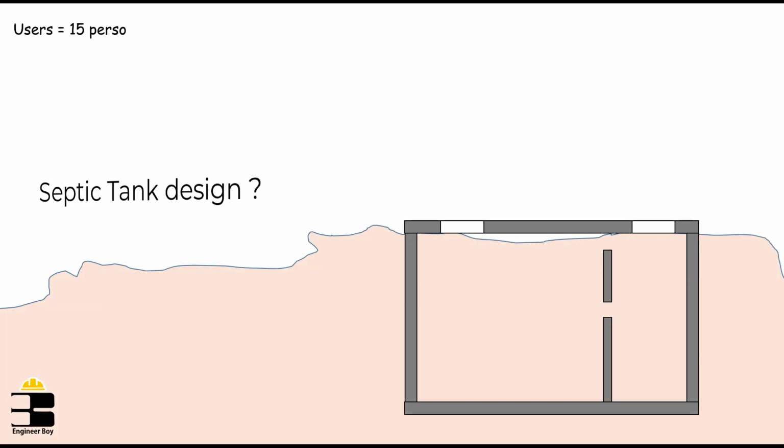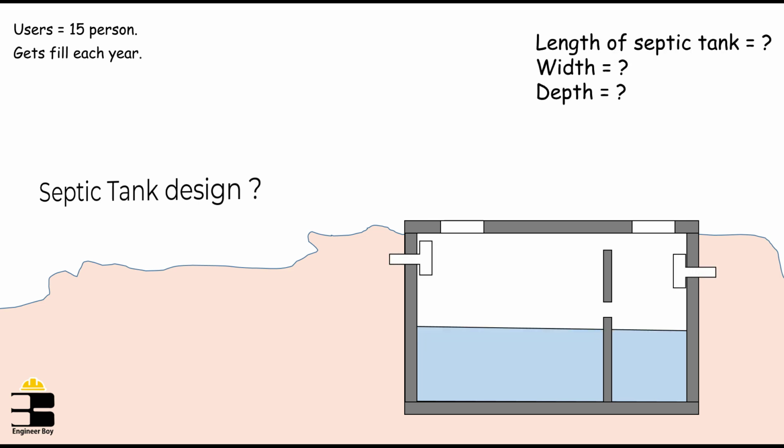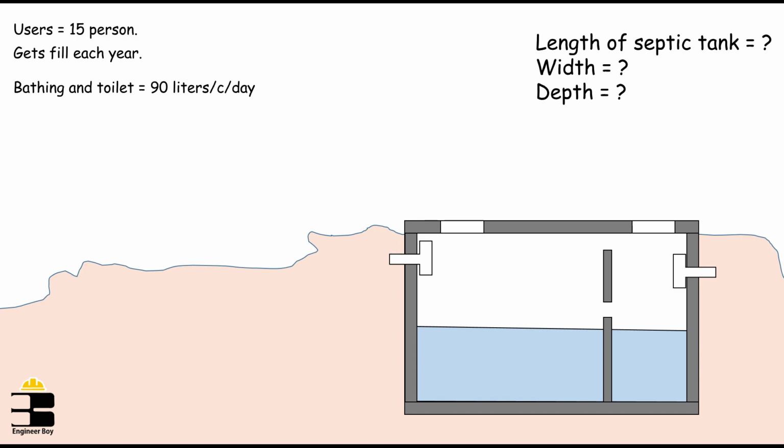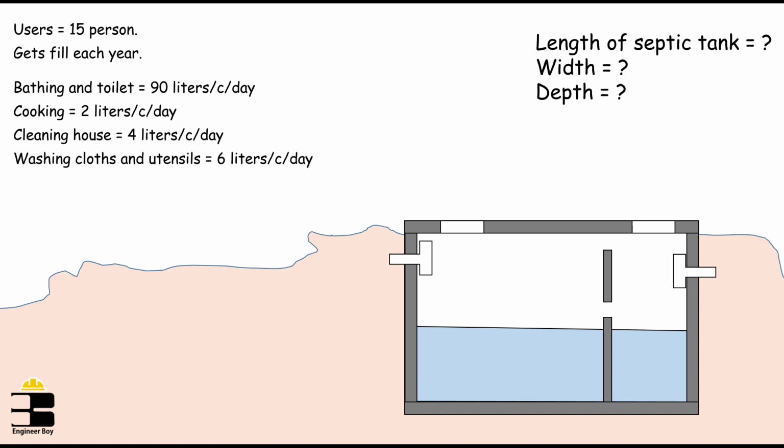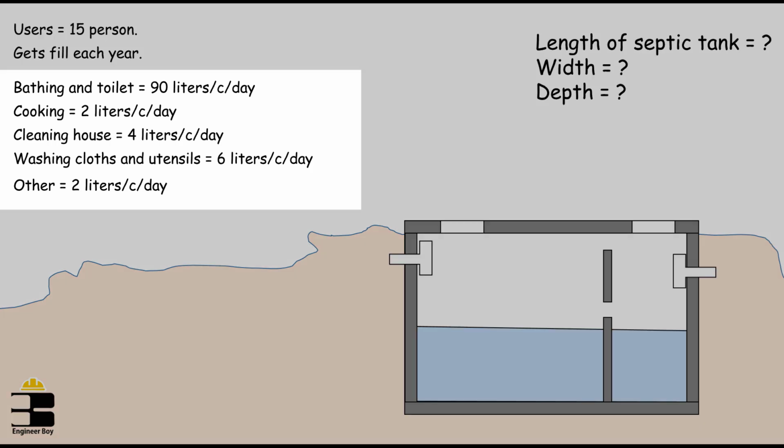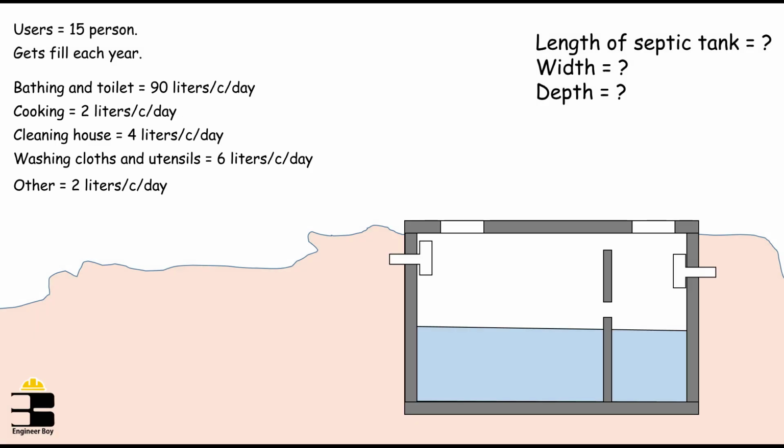Alright, so let's design the size of a septic tank for 15 users, which gets filled each year. The following are the average waste generated by each person, such as bathing and toilet, which is 90 liters per capita per day, cooking 2 liters, cleaning house 4 liters, washing clothes and utensils 6 liters, and others, you can say contingencies, 2 liters per capita per day. Remember, these values may change depending on location, people's habits, and atmospheric conditions.